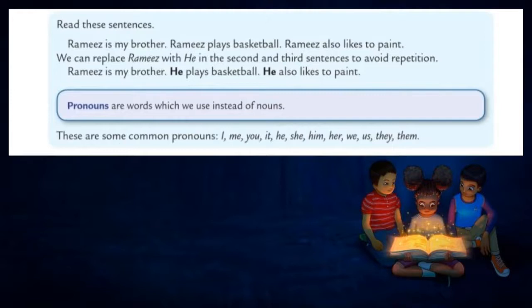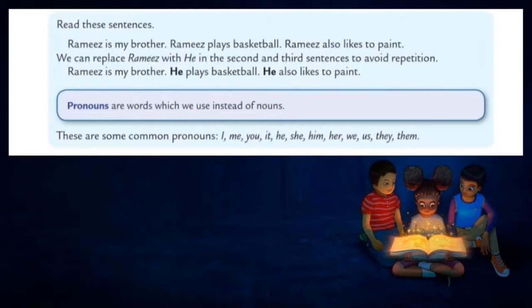What do you mean by pronouns? Pronouns are words that take the place of nouns. Instead of nouns, we are going to use pronouns. We often use them to avoid repeating the nouns that they refer to. So what do you mean by pronouns? Pronouns are words which we use instead of nouns.